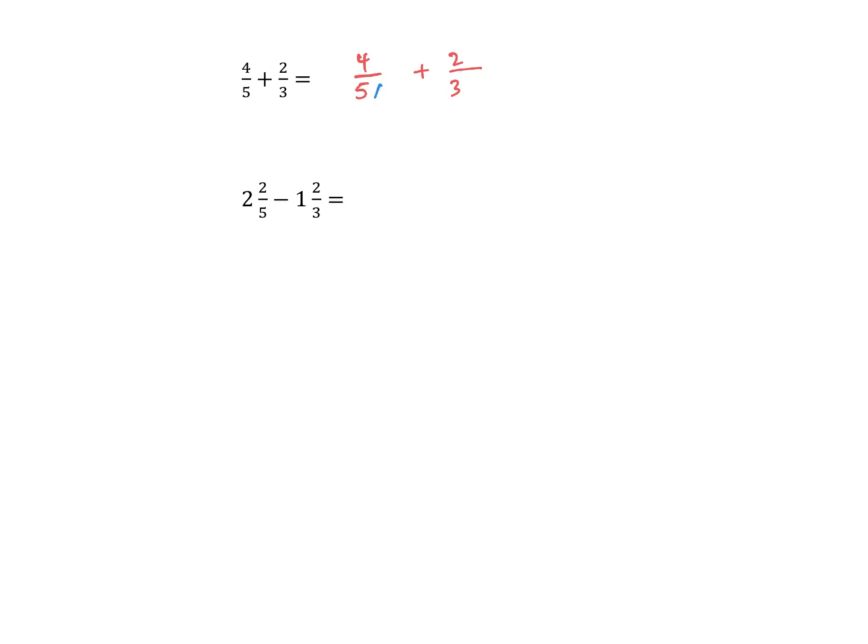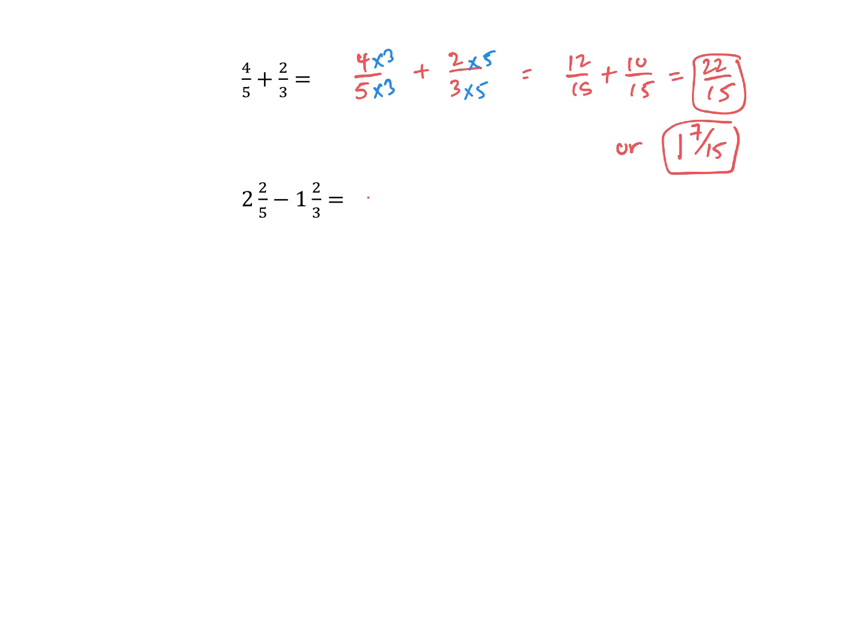All right, so I multiply this by 3 to get 15, this by 5 to get 15. So that gives me 12 over 15 plus 10 over 15 is 22 over 15. You can leave that as an improper, or you can change it to a mixed. So 15 goes into 22 once, and there would be 7 left over. So either one's fine as long as the improper is reduced.